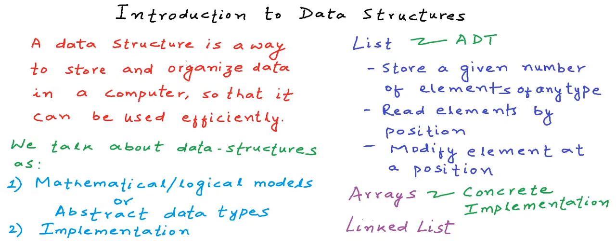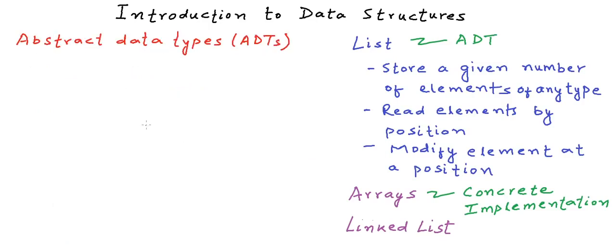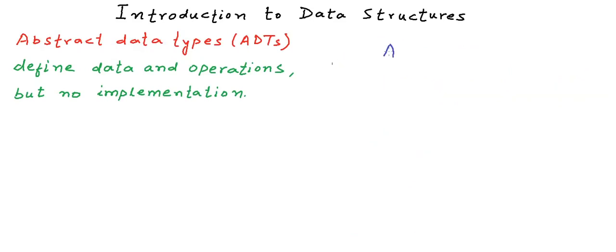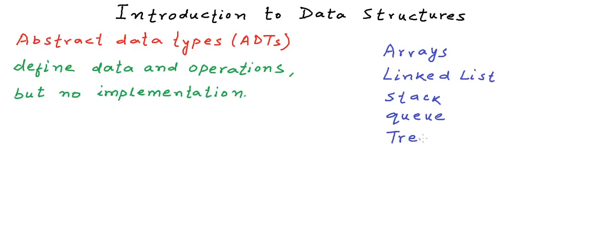Okay, so let's define an abstract data type formally, because this is one term that we will encounter quite often. Abstract data types are entities that are definitions of data and operation but do not have any implementation details. We will be talking about a lot of data structures in this course. We will be talking about them as abstract data types, and we will also be looking at how to implement them. Some of the data structures that we will talk about are arrays, linked list, stack, queue, tree, graph, and the list goes on. There are many more to study.